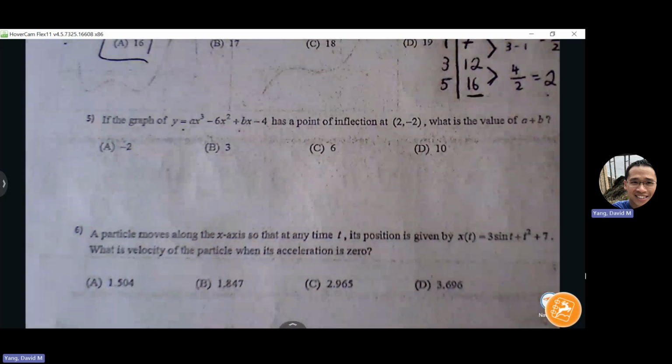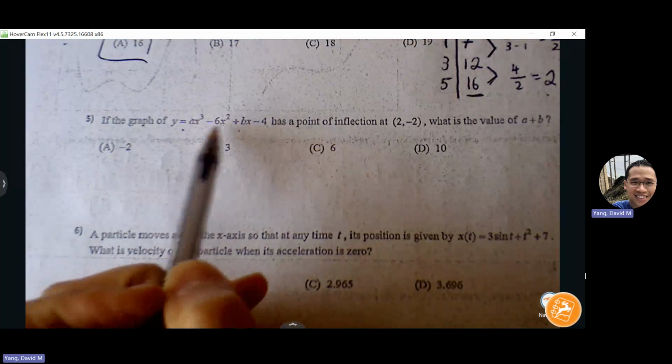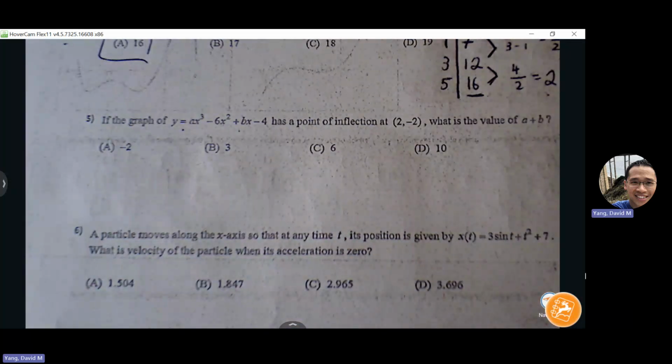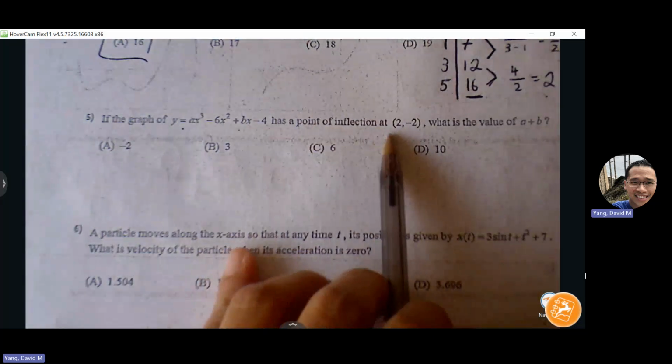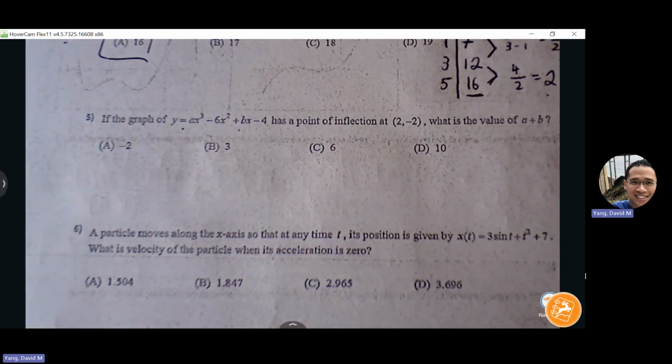So it says in this graph, y equals ax cubed minus 6x squared plus bx minus 4. It could very well be, you know, 2x cubed plus 5x minus 4. We just have to not get thrown off by those letters and just pretend they're numbers and treat them the same way. Okay, so we know there's a point of inflection at (2, -2). What is the value of a plus b?